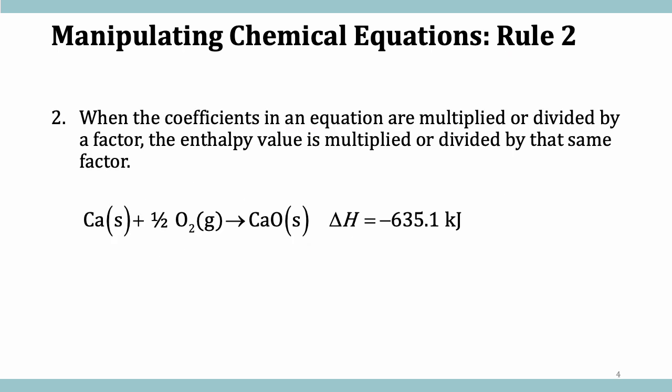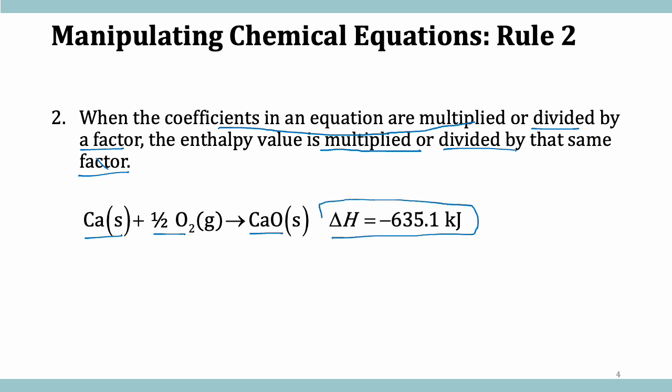Rule number 2: when the coefficients in an equation are multiplied or divided by a factor, the enthalpy value is also multiplied or divided by that same factor. For example, calcium plus half O2 gives us calcium oxide. Delta H for this reaction is minus 635.1 kilojoules. What would be the delta H for this reaction?